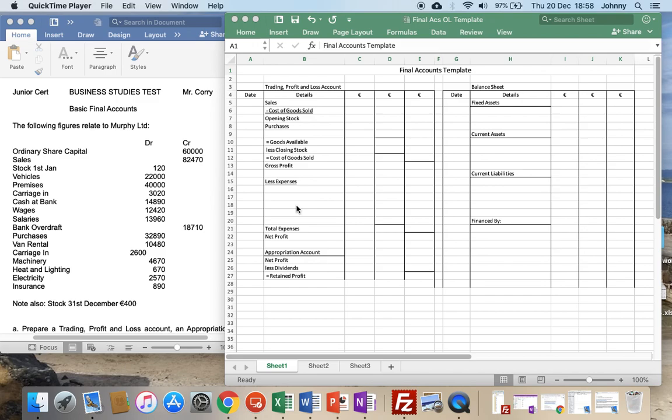Okay, here's how to do the trading profit and loss. A simple trading profit and loss, which would have been given as part of a class test when you were in second year. So first thing we do is we lay out the blank document.